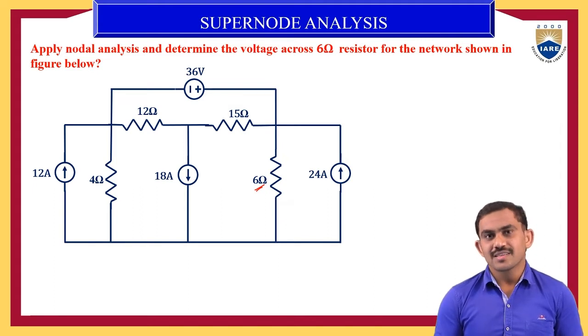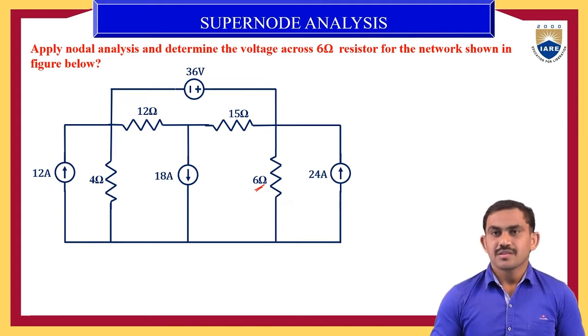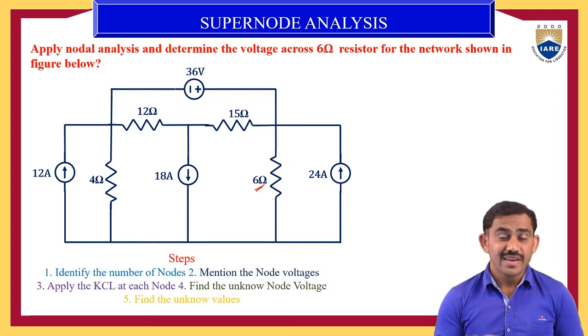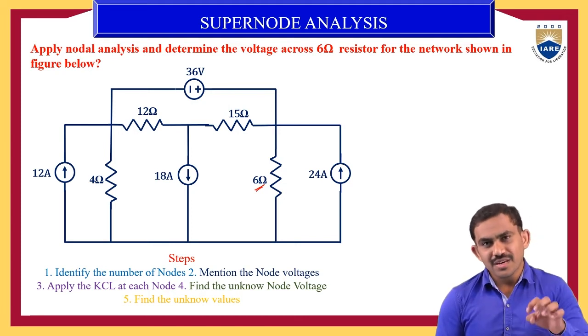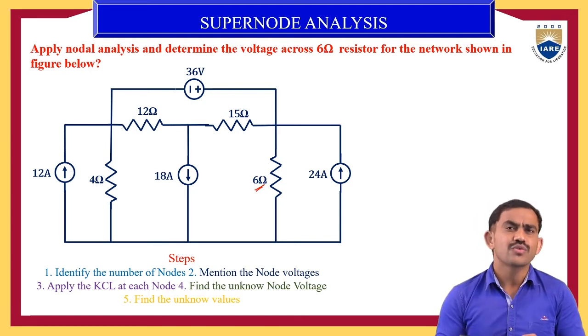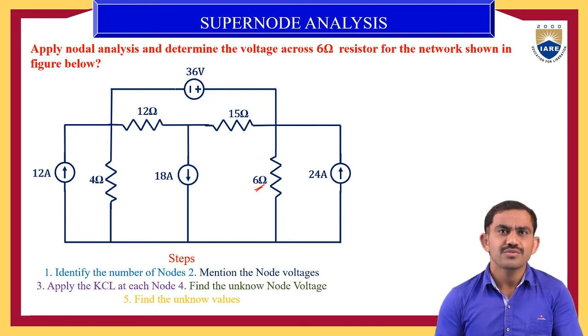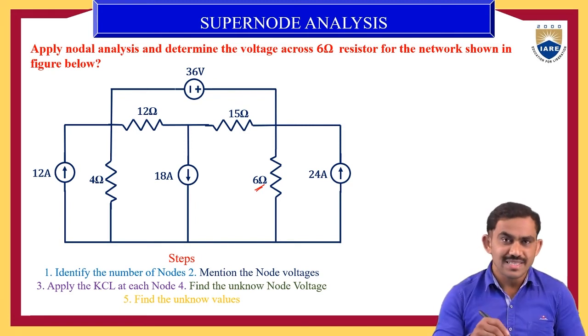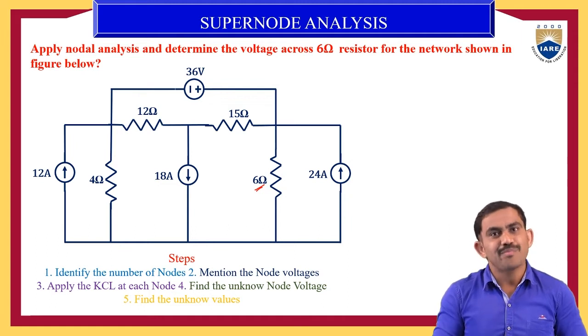For nodal analysis, we have some steps. First, identify the number of nodes. So in this circuit, how many nodes do we have? We need to identify that. Then mention the node voltages. If suppose we have 3 nodes, that means V1, V2, V3. 4 nodes, V1, V2, V3, V4. Like that, we need to mention the node voltages. Then apply the KCL rule.